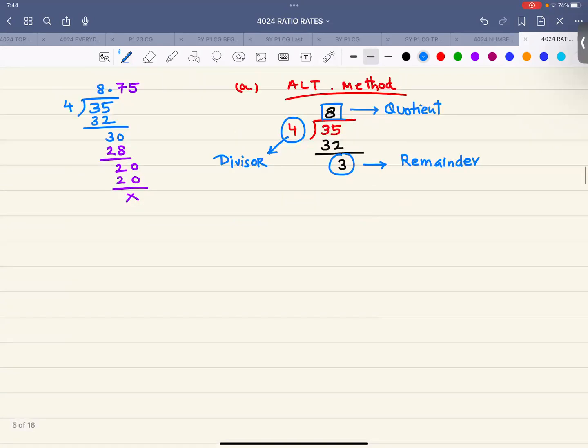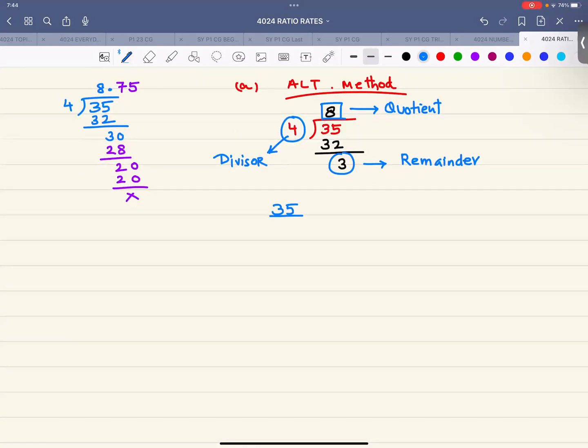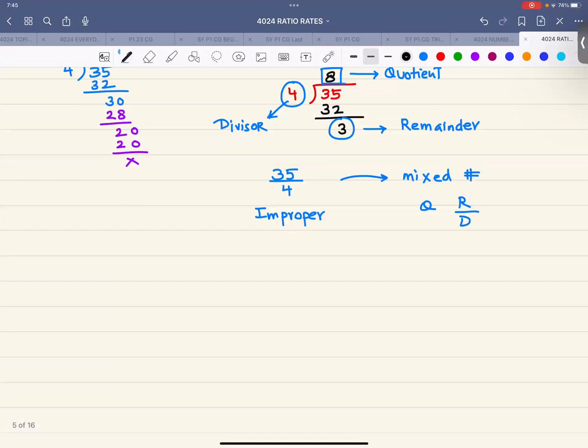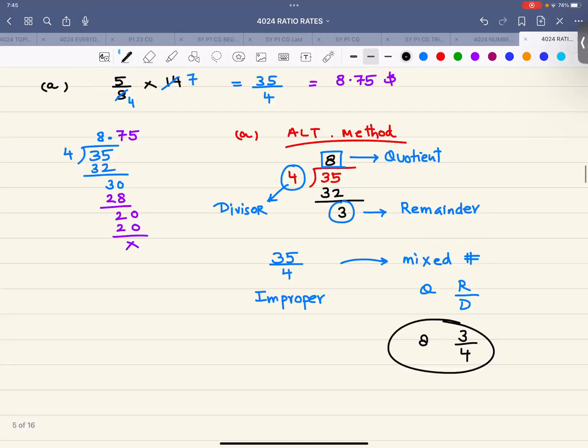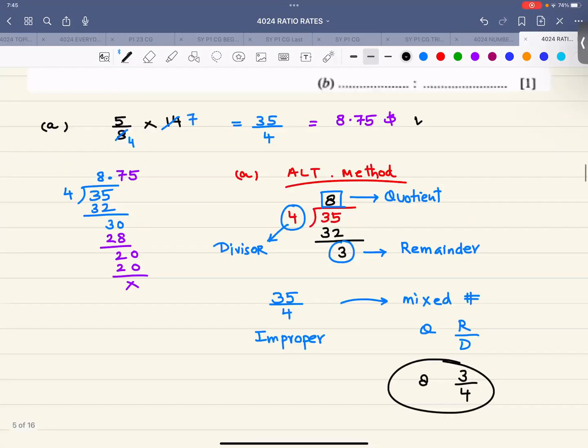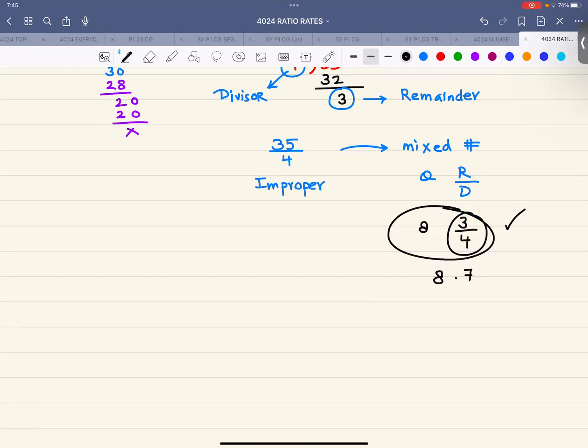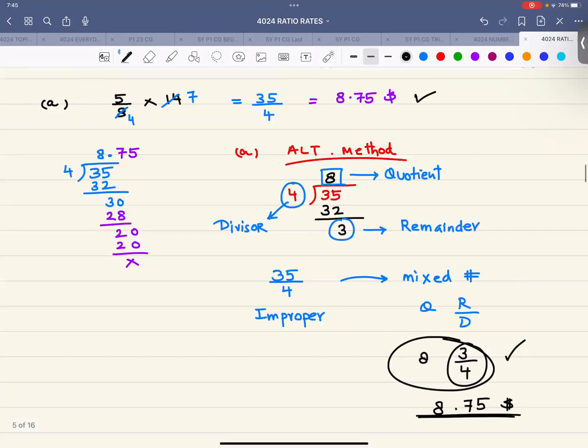So whenever we change from an improper fraction, 35/4 is an improper fraction, into a mixed number, a mixed number is basically quotient, remainder, divisor. What is the quotient? The quotient is 8. What is the remainder? That is 3. What is the divisor? That is 4. So I can write it like this also. Naturally, these two values are the same. I can convert this 3/4 into 0.75. So $8.75. That is the answer for this particular part.